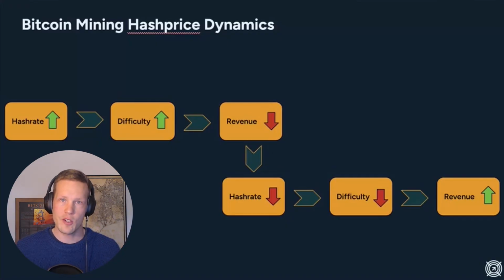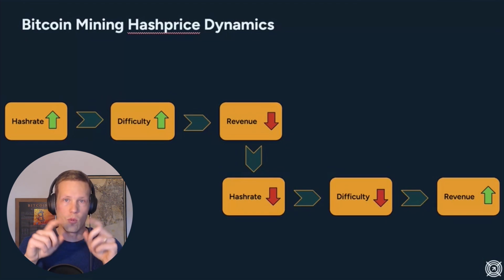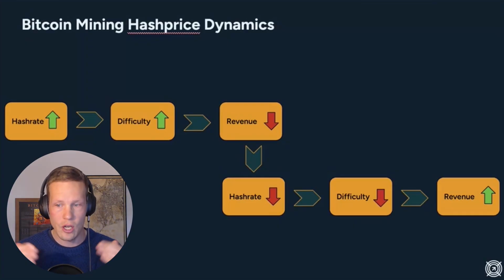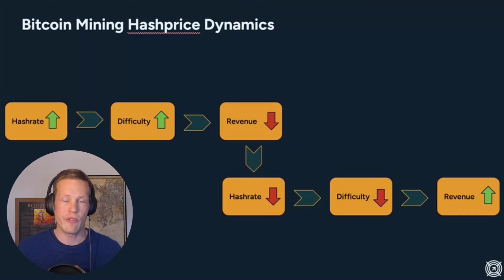Now, Bitcoin mining hash price dynamics. What happens when hash rate goes up and down? Right? Hash rate moving up means it gets on average more difficult to mine Bitcoin. Difficulty moves up along with the hash rate, which then, what we just saw, means revenue goes down. When revenue goes down, hash rate goes down. That means difficulty follows. Difficulty lowered means again that revenue goes up for those miners who are online. That's as simple as it gets, right?